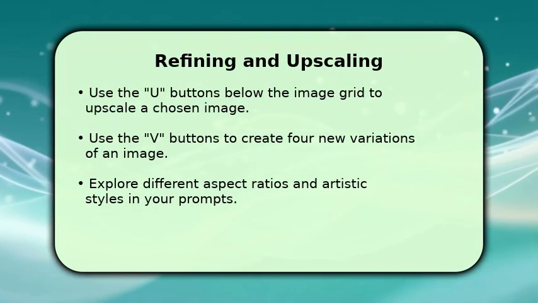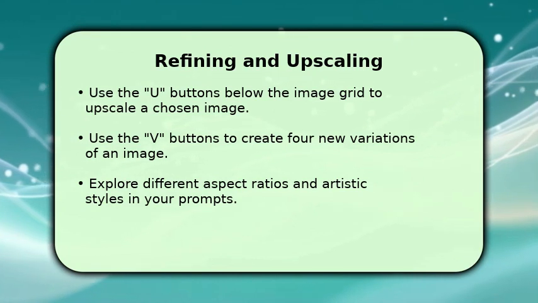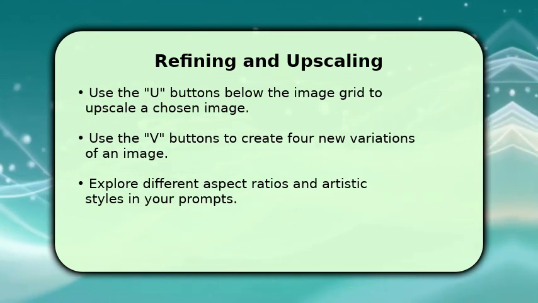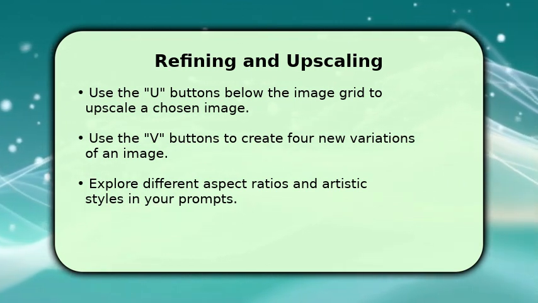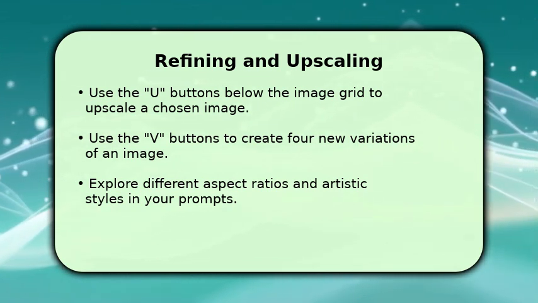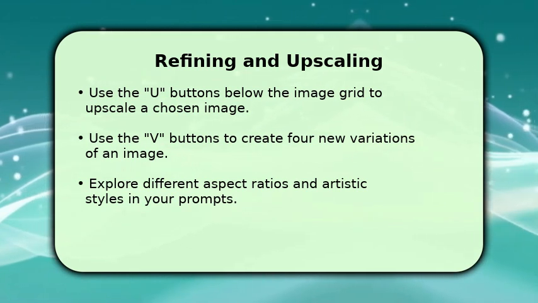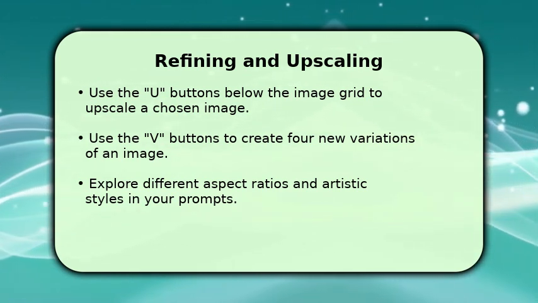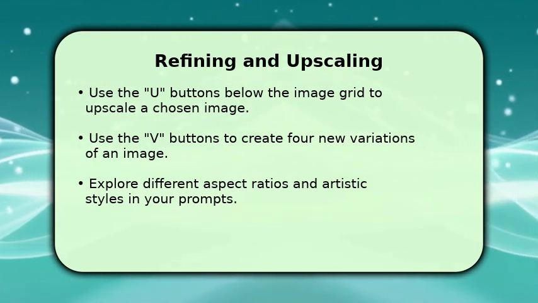After your initial image grid appears, you'll see buttons labeled U and V below each of the 4 images. The U buttons, numbered 1 through 4, allow you to upscale a specific image, making it larger and more detailed. The V buttons, also numbered 1 through 4, generate 4 new variations based on that particular image. This gives you immense control to refine your creations and explore different artistic directions.